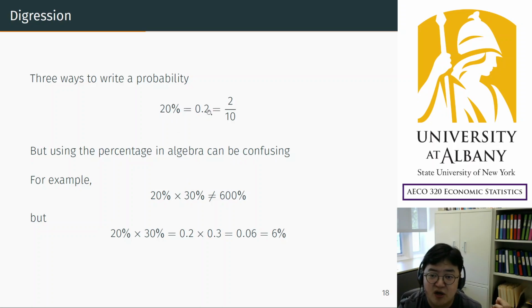Percentage basically means you multiply this decimal by 100, right? Say 20%, 30%. If you multiply them, they are not 600%. You have to do it this way. So 20% is 0.2, 30% is 0.3. If you multiply them, you get 0.06. So it's 6%, not 600%. So it is pretty confusing. So I recommend you use either fraction or decimal. Percentage is dangerous in algebra.